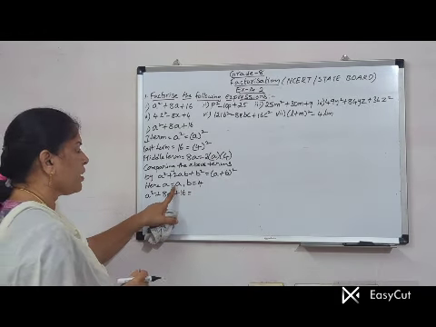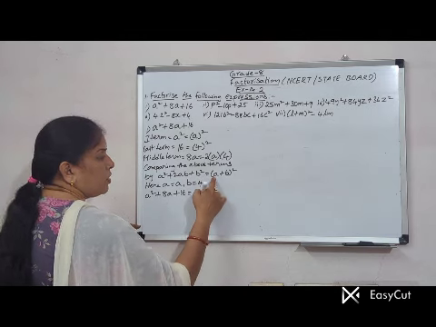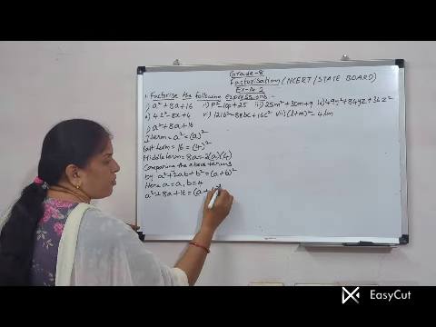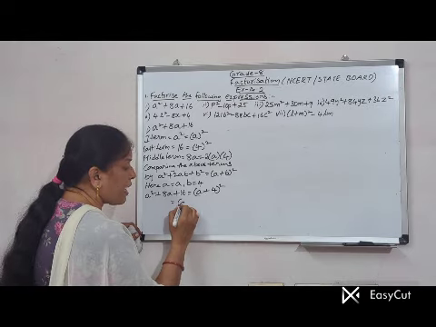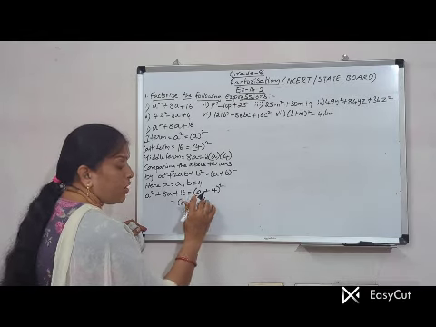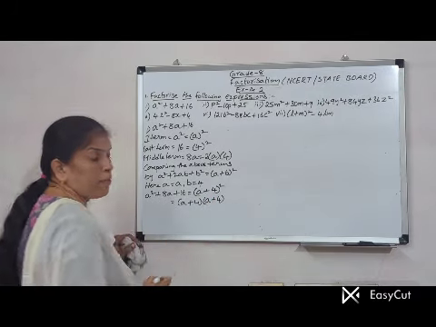A means how much? A only. Plus b means how much? 4. Substitute here, whole square. So, a plus 4 whole square you can write as a plus 4 into a plus 4.